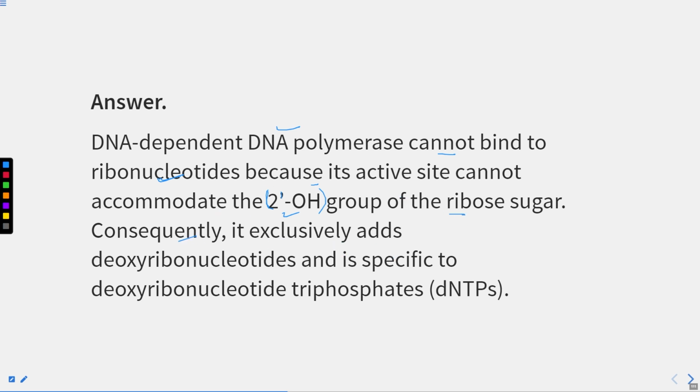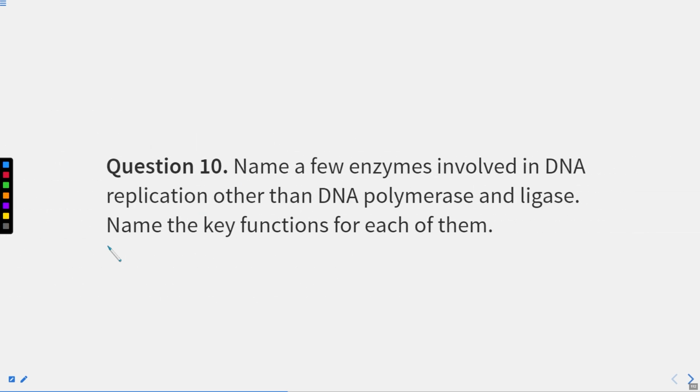Consequently, it exclusively adds only deoxyribonucleotides and is specific to deoxyribonucleotide triphosphates, which are also known as dNTPs. Because of the presence of this 2' OH in the ribose sugar of ribonucleotides, the DNA-dependent DNA polymerase only picks up the deoxyribose nucleic acids.